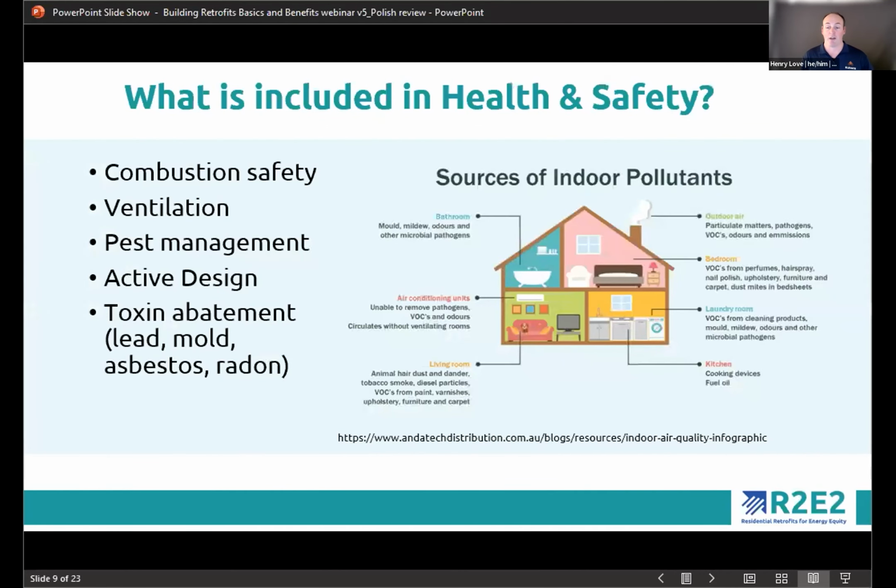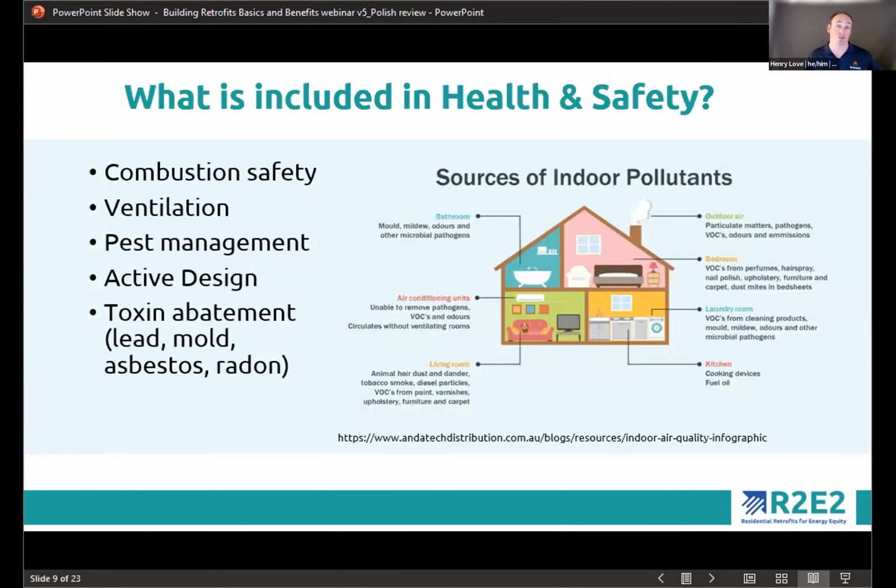So what is included in health and safety? Combustion safety, making sure you're not leaking gases into your home. Ventilation, making sure that there are air exchanges and fresh air is coming from outside and being exchanged, so you're breathing fresh oxygen. Pest management, to ensure critters aren't getting in and causing all sorts of damage inside your home.